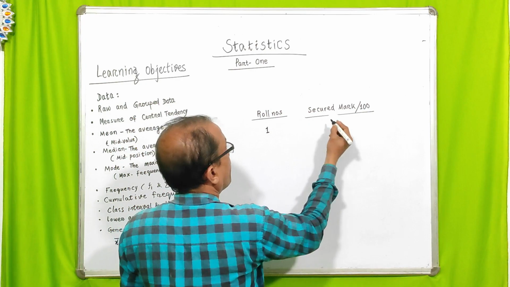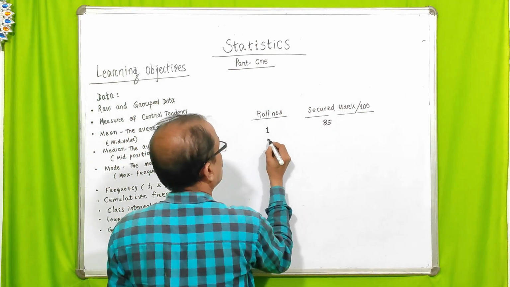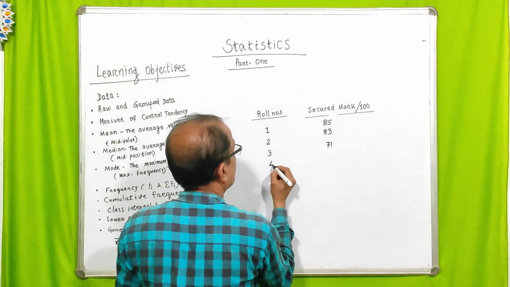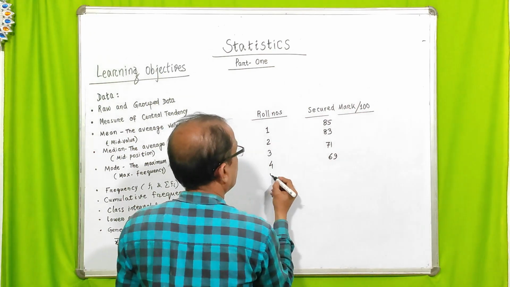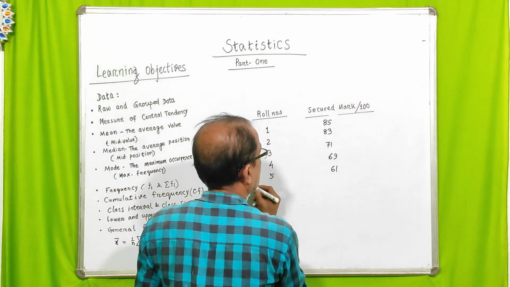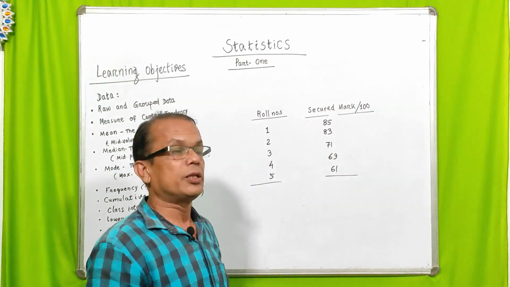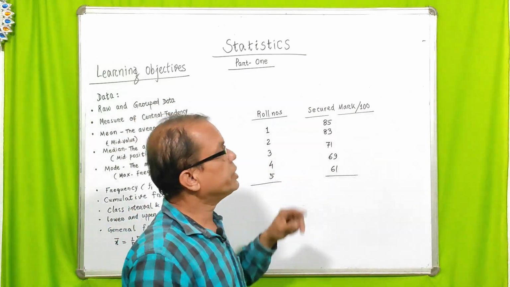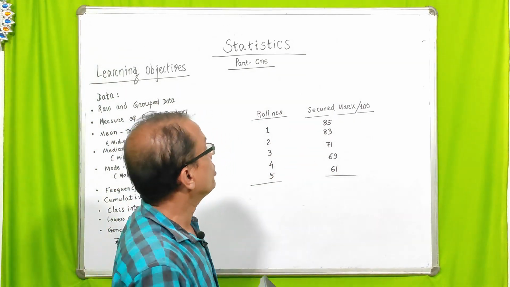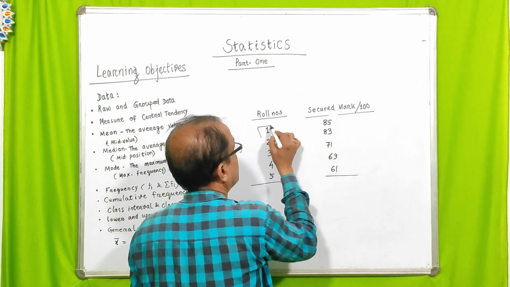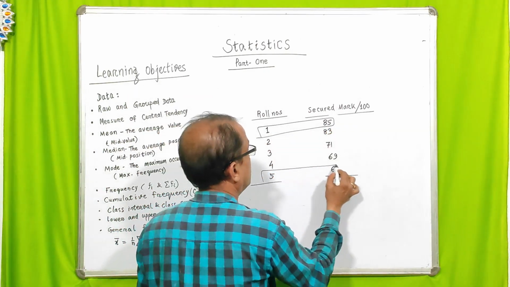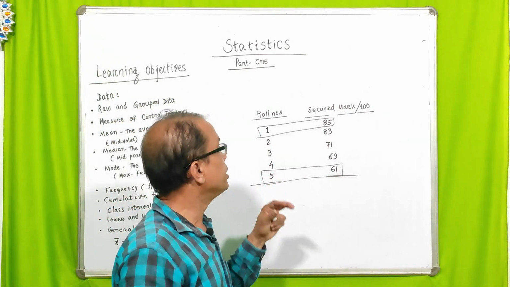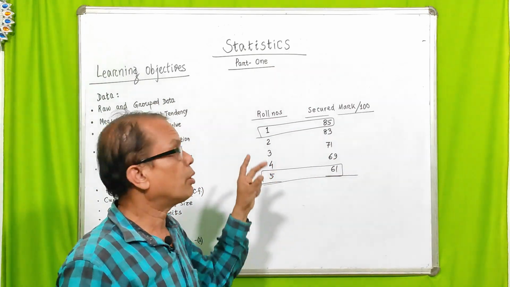Say roll number 1 has scored 85, roll number 2 has secured 83, roll number 3 has secured 71, roll number 4 has 69, and roll number 5 say has 61. So, I have put this data in descending order of marks and ascending order of roll numbers. In this table we can say who is the first boy of the class, this one, and who is the last boy, this one. This is a tabular form of data which gives faster information about things.